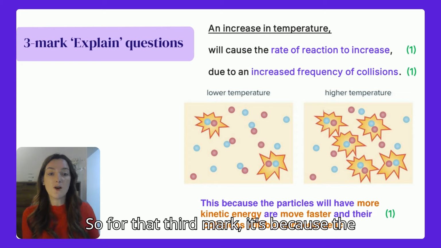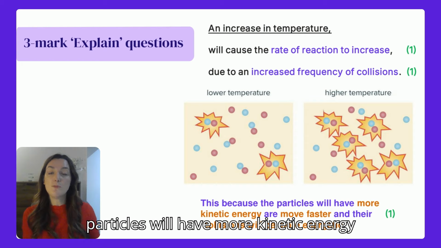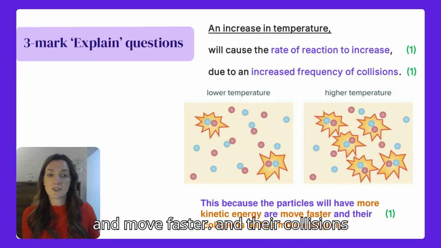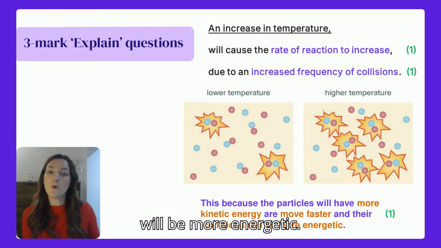So for that third mark, it's because the particles will have more kinetic energy and move faster, and their collisions will be more energetic.